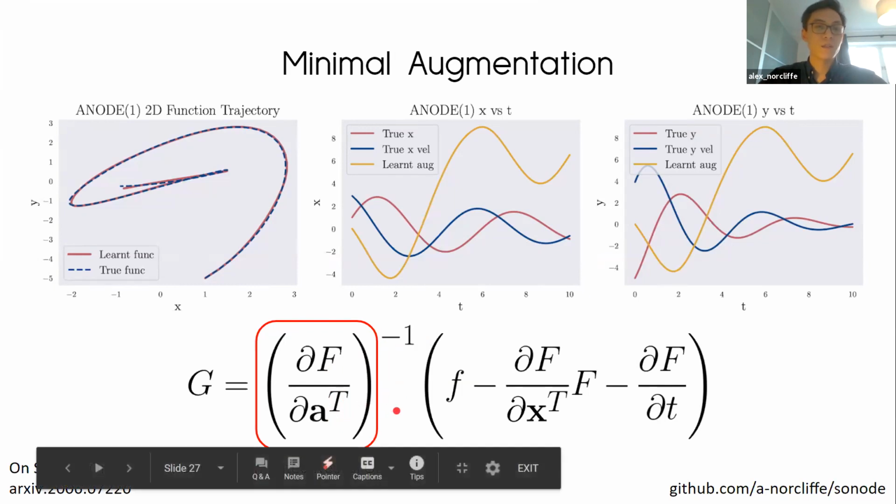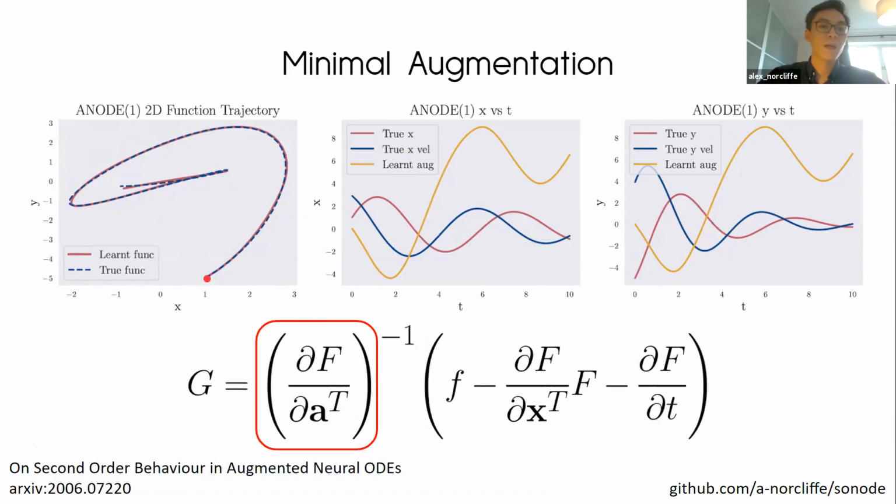And what does that mean in practice? Well, consider this 2D function here. So this is a 2D second order function where in each dimension there's damped harmonic motion. F has the same dimensions of the input space, by the way. And so we take this 2D function and we augment it with only one extra dimension. And we can see though that the ANODE has learnt the trajectory.